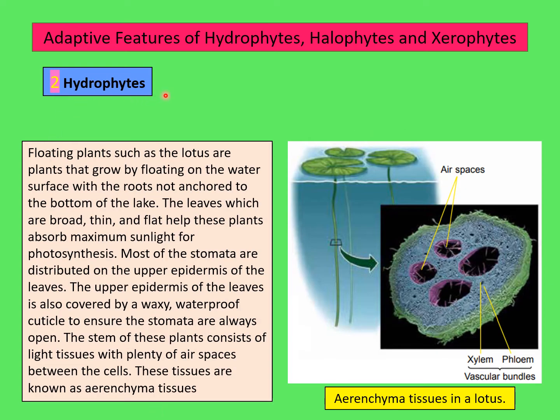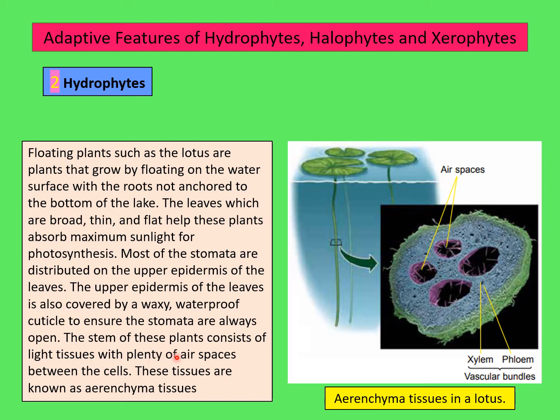Okay, still with hydrophytes. Floating plants such as the lotus are plants that grow by floating on the water surface with the roots not anchored to the bottom of the lake. Okay, this is the root of the lotus plant, not anchored to the bottom of the lake. The leaves, which are broad, thin, and flat, help these plants absorb maximum sunlight for photosynthesis. Most of the stomata are distributed on the upper epidermis of the leaf. The upper epidermis of the leaf is also covered by a waxy, waterproof cuticle to ensure the stomata are always open.